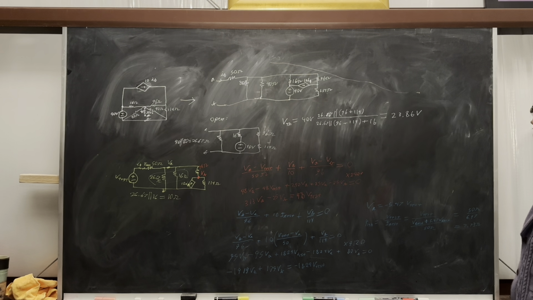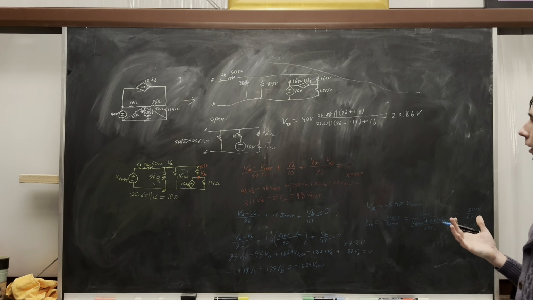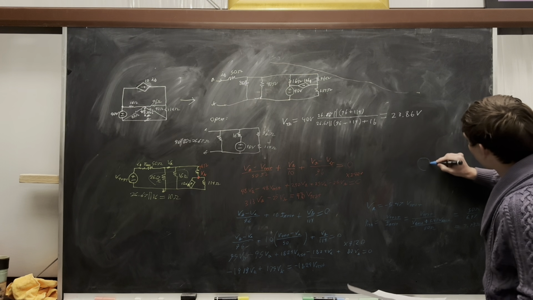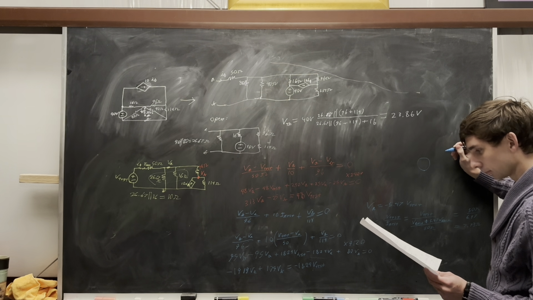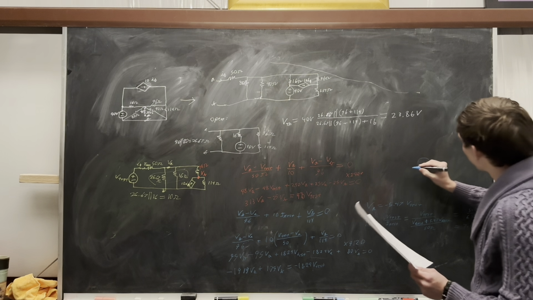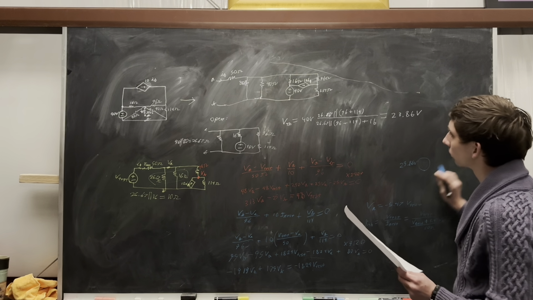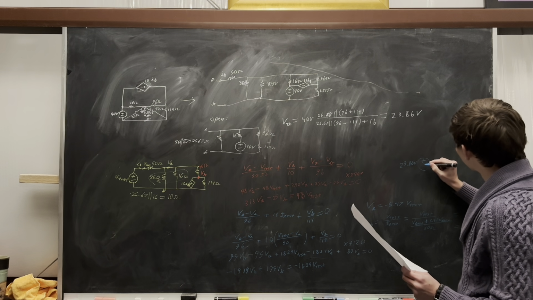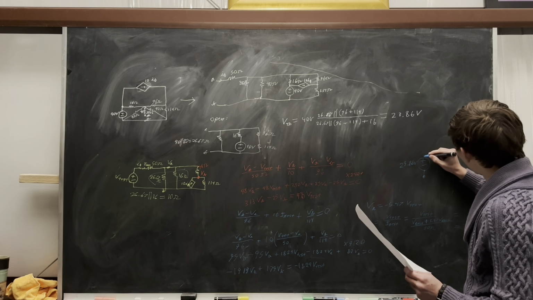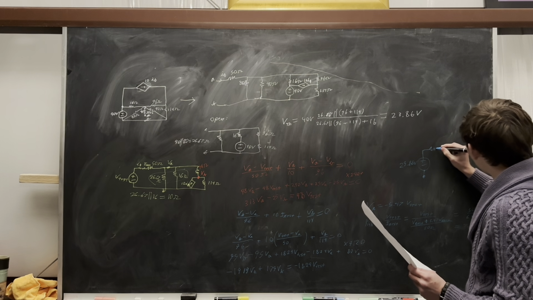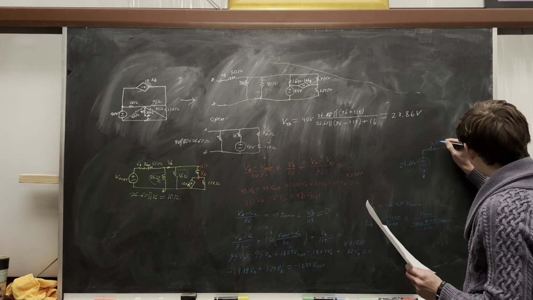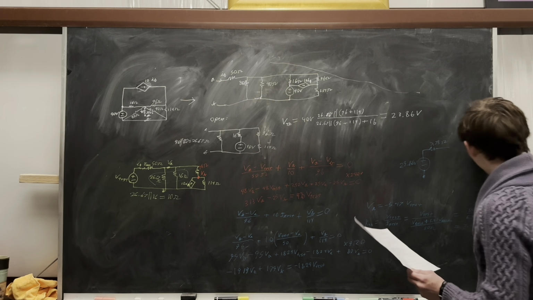So if we draw out the final network we'd get with these simplifications, we would have 23.86 volts and your 7.73 ohm resistor there.